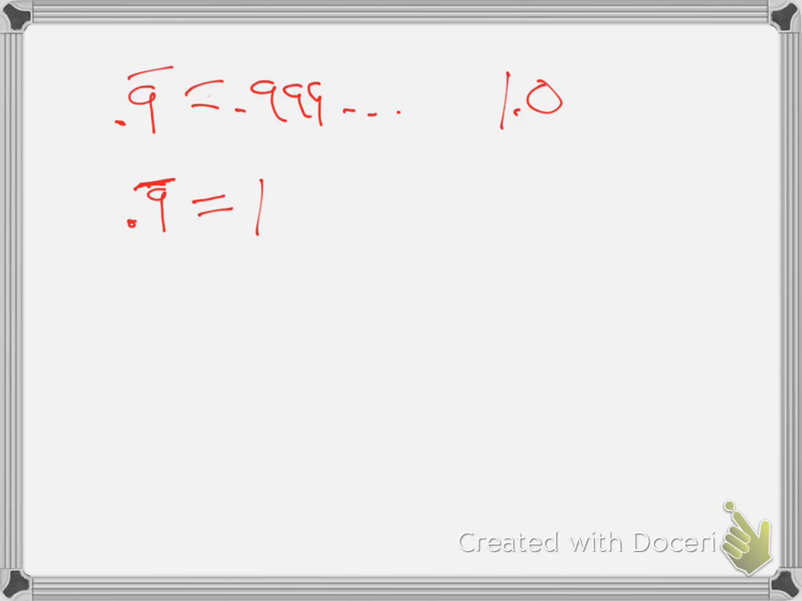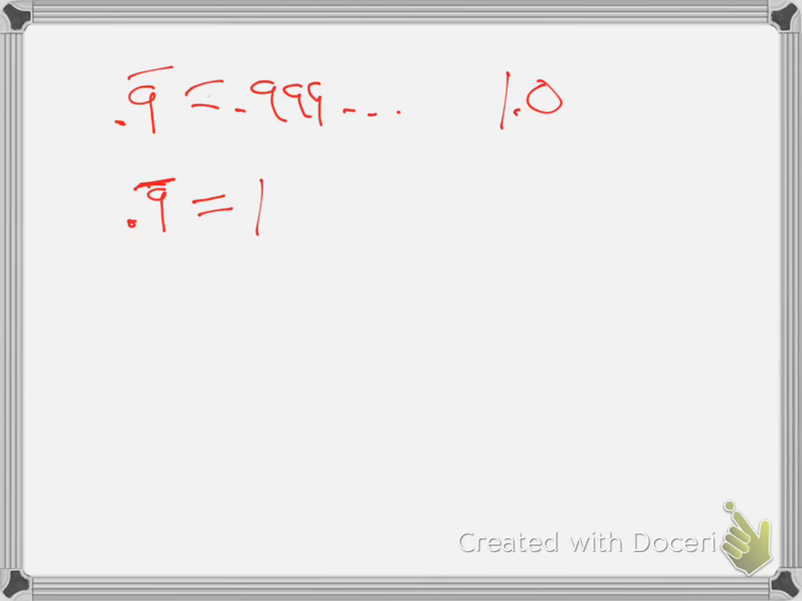0.9 bar. What does that mean? 9's forever, right? 9's on and on and on. Is that close to 1.0? It's real close. How close? Infinitely close. Would you believe me if I said 0.9 bar is equal to 1? Exactly equal to 1. Not different at all.